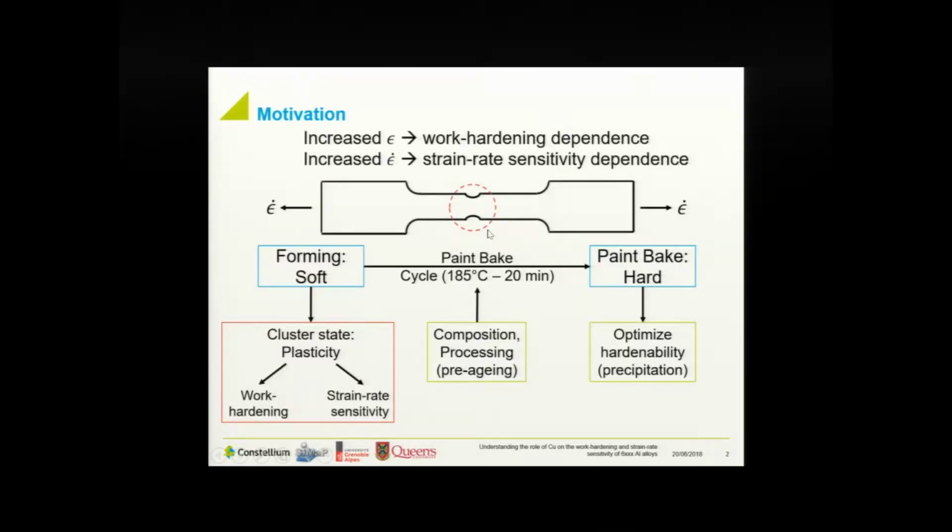And so if we actually want to look at this, it's been shown before that for the Considère criterion, which is the onset of diffuse necking, you want to have an increase in the work hardening rate, and that will delay the onset of necking. And once you actually do form the neck, your local strain rate will increase, and as a result, you'll want to increase the strain rate sensitivity of the material to ideally prolong the onset of local necking.